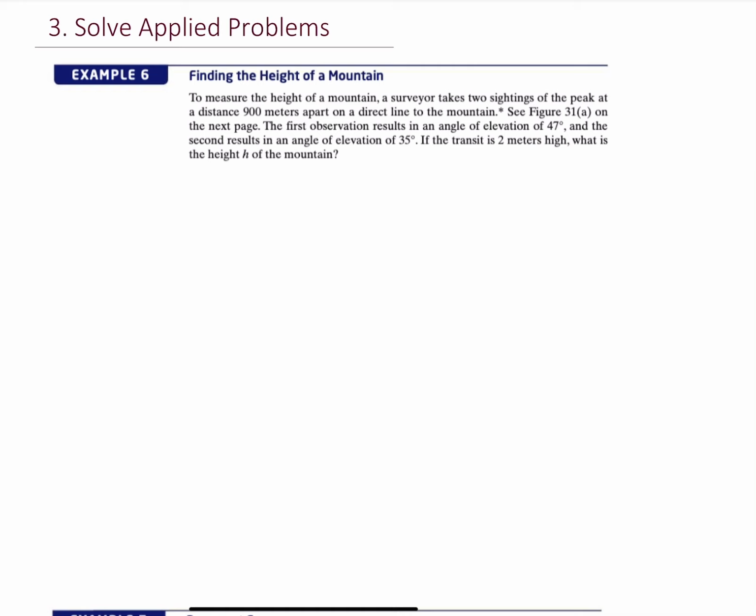So the first one is called finding the height of a mountain. It says to measure the height of a mountain, a surveyor takes two sightings of the peak at a distance of 900 meters apart on a direct line to the mountain. So let's imagine this is the peak of the mountain up here, and we're trying to find how tall it is.